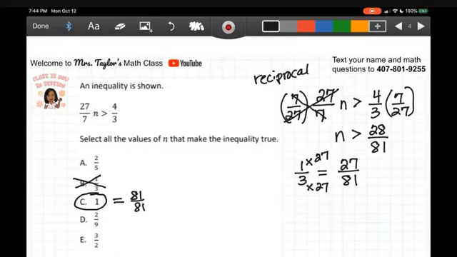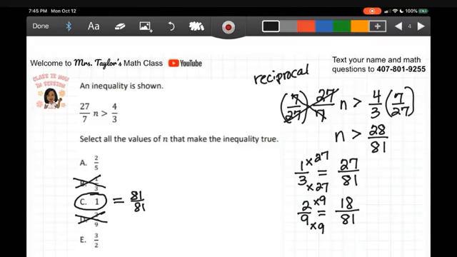Now let's go look at answer choice D, because I do know that the denominator of 9 is a factor of 81. So let's take 2 over 9 and change that to have a denominator of 81. So what we're making here are equivalent fractions. So 9 times 9 gets me 81, and 2 times 9 gets me 18. Well, 18 is less than 28, so I want numbers that are greater than 28 over 81. So this would not be a good choice as well. So we can eliminate that.